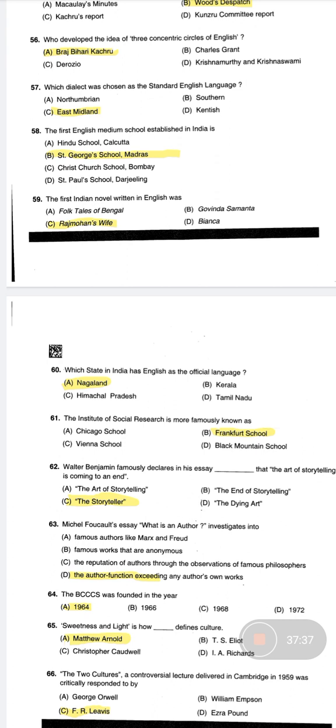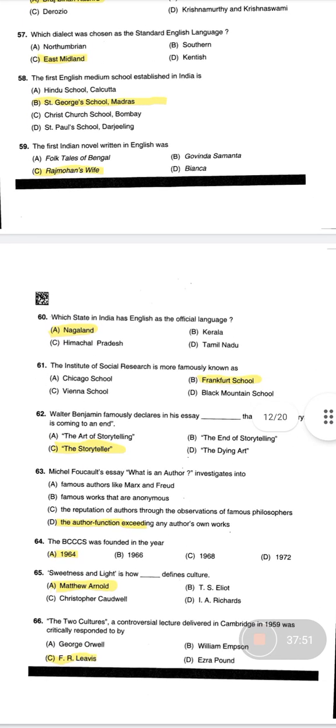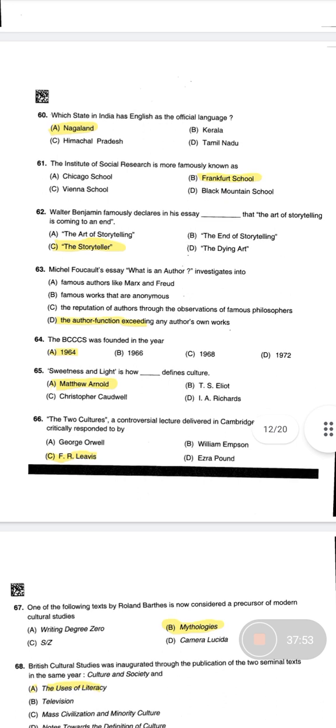Question number 59. The first Indian novel written in English was. First they asked who wrote the first English, now they are asking the name of the novel. Rajmohan's Wife. The right answer is Rajmohan's Wife. Question number 60. Which state in India has English as the official language? Nagaland is the right answer.